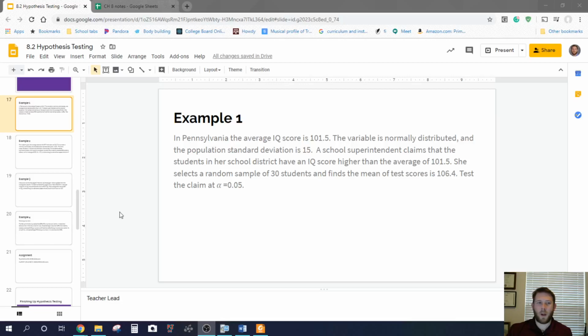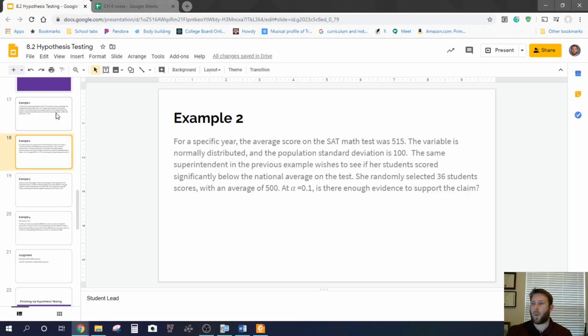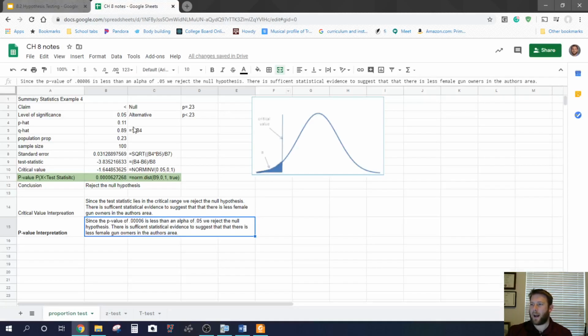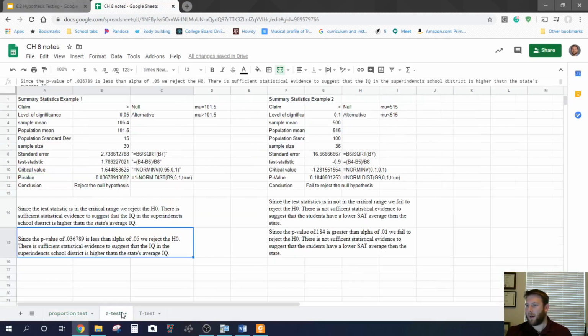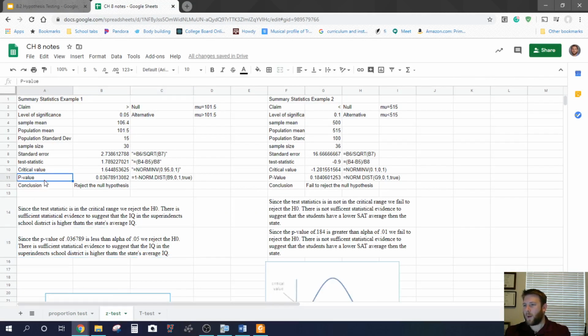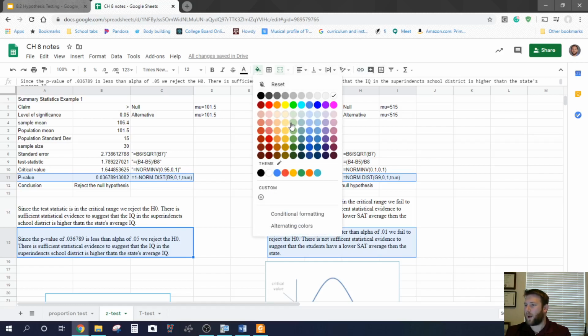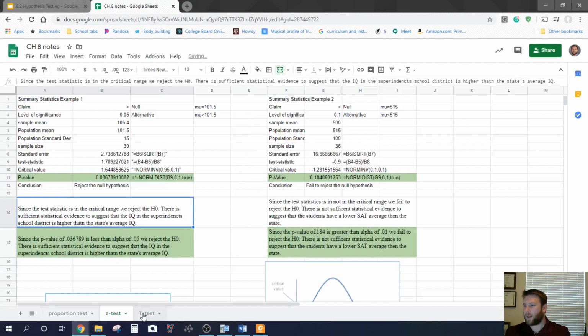Okay, so just as before, we have our same four examples of notes that we've been doing for the last couple sessions. What we're going to do is expand on these a little bit. I do have my Google Sheet here with all of our information. I'm going to highlight really quickly what is different from before so that you can clearly see the differences.